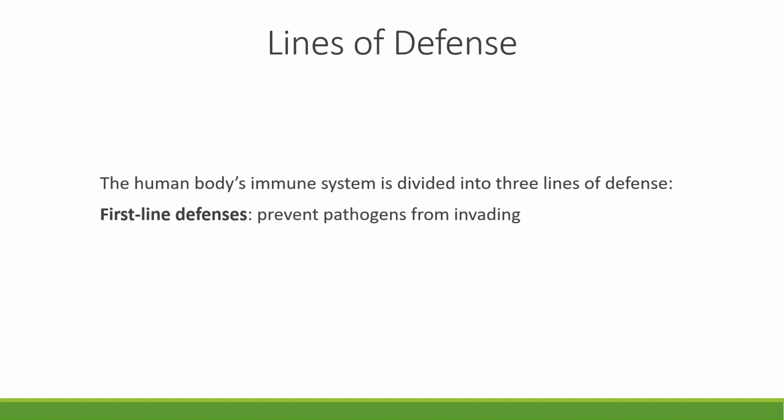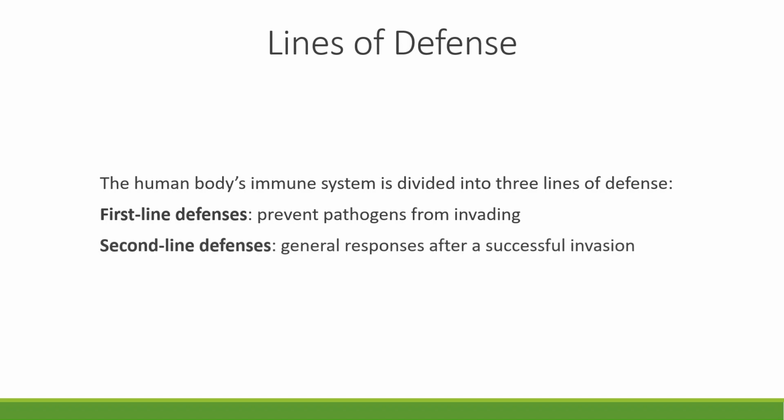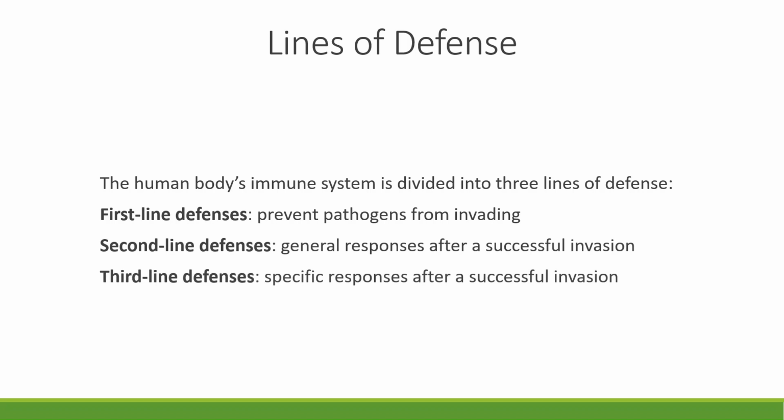These include physical barriers like the skin that we spoke about, but also mucous membranes, along with chemical defenses like stomach acid and enzymes and saliva, which help keep harmful microbes out. If pathogens get past this barrier, this is where the second line of defense provides general responses to fight infections. This includes inflammation, fever, white blood cells that attack invaders, and so on and so forth.